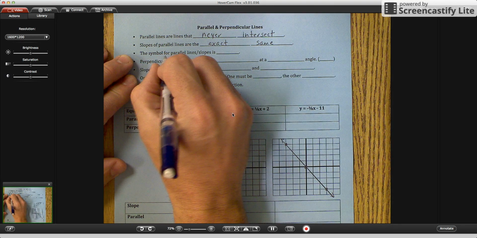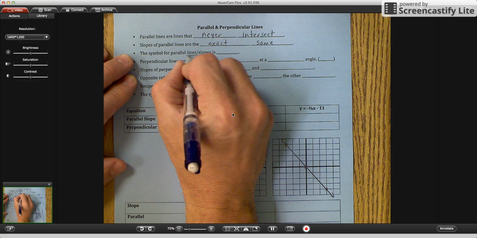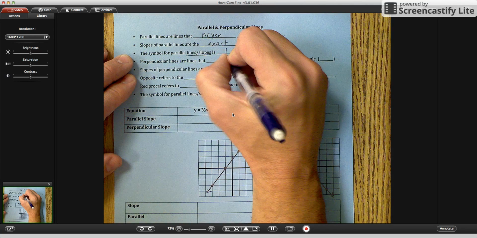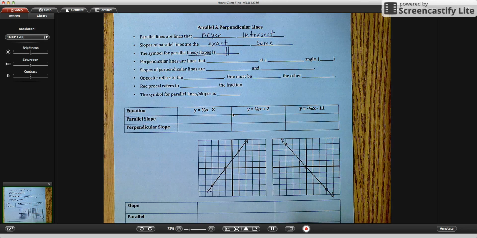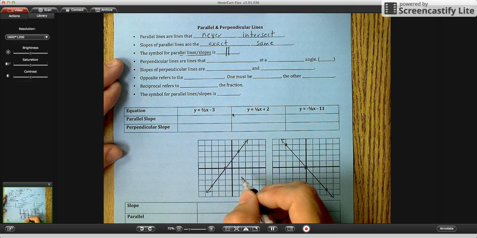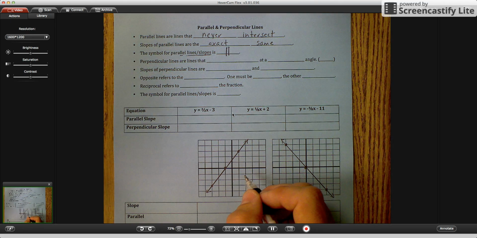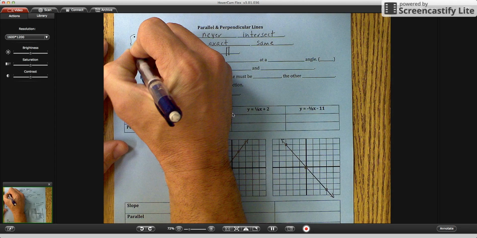And then we have a symbol. The symbol for parallel lines or parallel slopes, that's what that means. Those are both the same thing. Parallel lines or parallel slopes is two vertical lines. So if you ever see two vertical lines like that, and it kind of looks like two L's right here, that means that they're parallel. So instead of having to write the word parallel out, you could just write that symbol. Now we're going to move on. So these are all parallel.